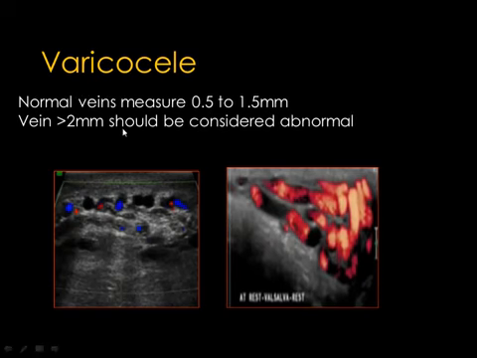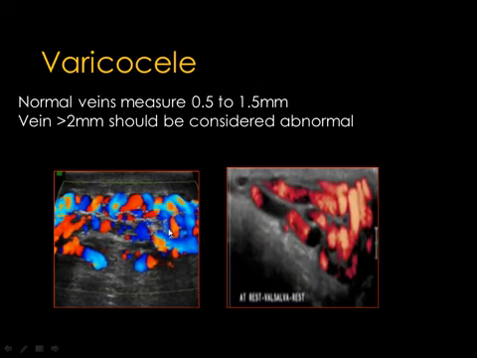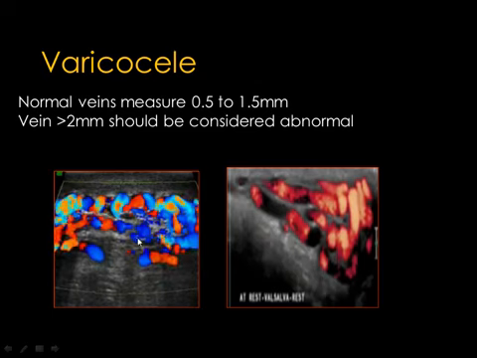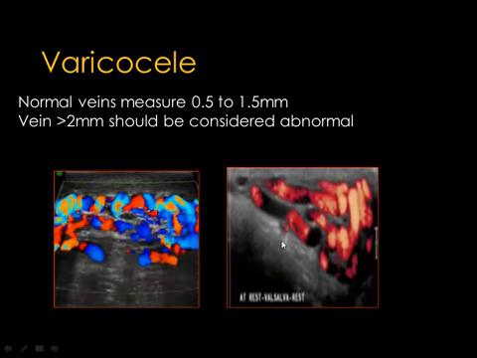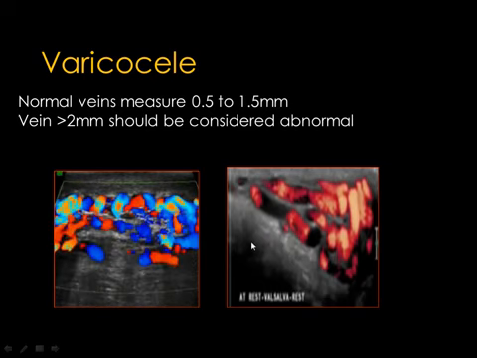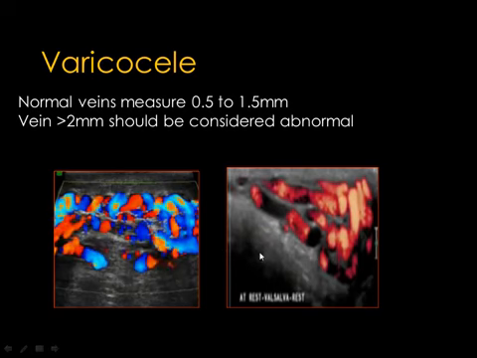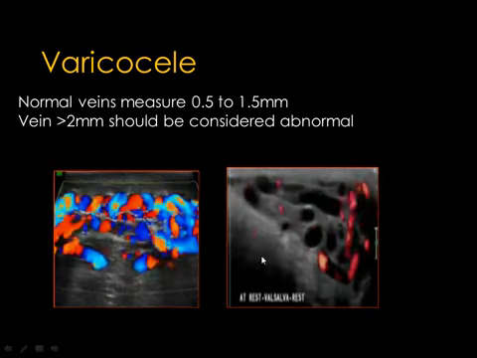The normal veins of the pampiniform plexus measure 0.5 to 1.5 millimeters, and a vein diameter of greater than 2 millimeters should be considered abnormal. On ultrasound, a varicocele shows multiple tortuous tubular structures of varying size. This is seen superior and lateral to the testis. You can see sometimes varicoceles becoming more prominent in this patient performing the Valsalva maneuver. This is another example of varicocele. You can see with the Valsalva maneuver it will appear more clear.